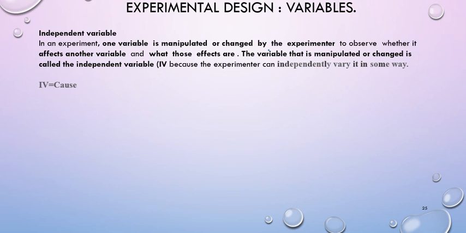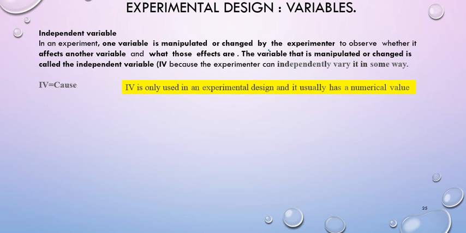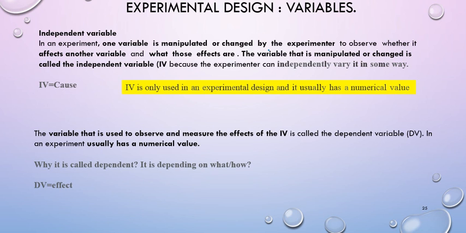Let's discuss, if you don't know as yet, what independent variable is. It is a variable that's manipulated or changed by the experimenter to see the effect this variable has on the dependent variable. And this is why it's called independent variable, because it is the cause. It's only used in the experimental design and has usually a numerical value.